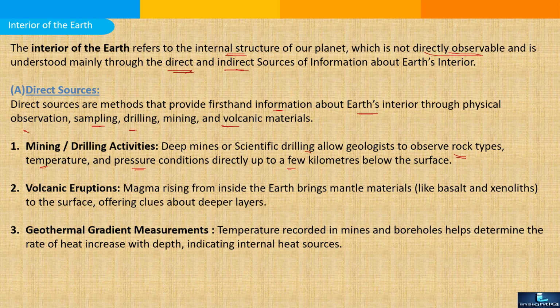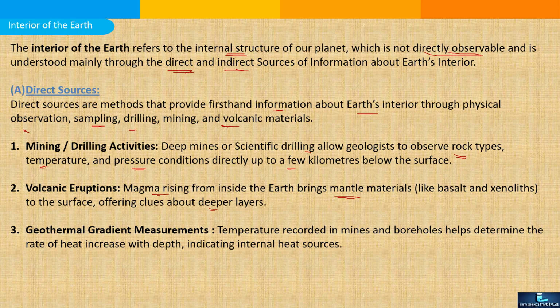Next is how volcanic eruptions help us understand this concept. It is about magma rising. Magma is generally found in the mantle, so mantle material comes out on the surface. Magma rising from inside the Earth brings mantle material, generally basalt, to the surface, and it offers clues about the deeper layers.